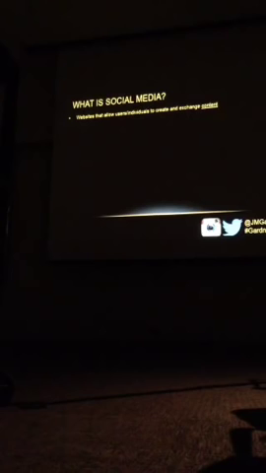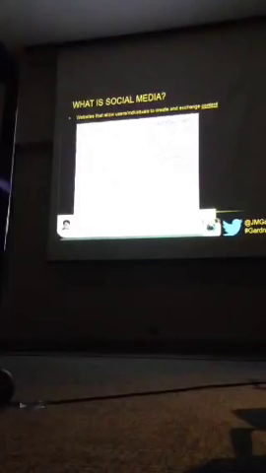Maybe not the new selfie ones. Okay, so websites that allow users and individuals to create and exchange content, right? That content can also be pathology pictures. Look at those beautiful Wagner-Meissner corpuscles. Isn't that gorgeous? I love soft tissue tumors.